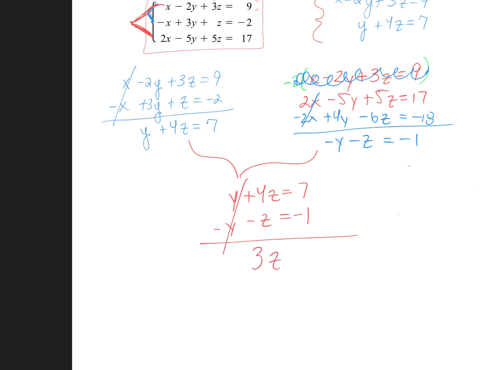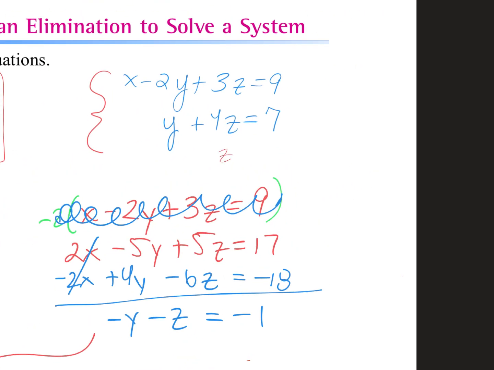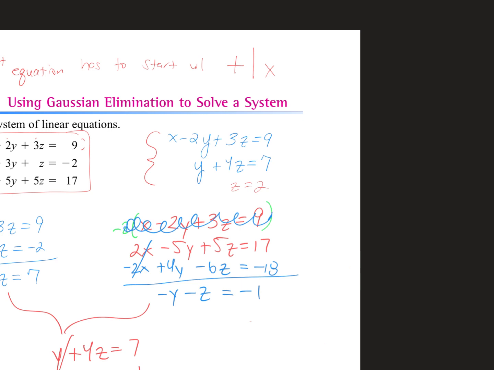So what's 4 minus 1? I have 3z equals 7 minus 1 is 6. So what does z equal? 2. So I have up here z equals 2. Do I now have my three equations with three variables in row echelon form to where it goes 3, then 2, then 1? Okay, that's the first part of your answer.